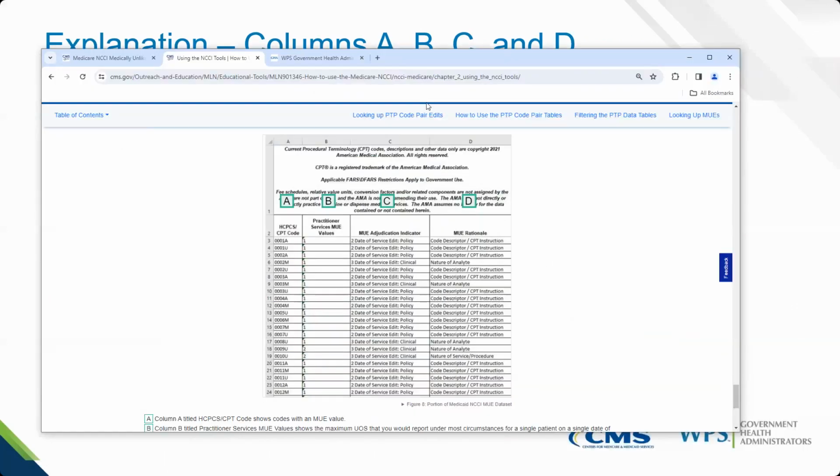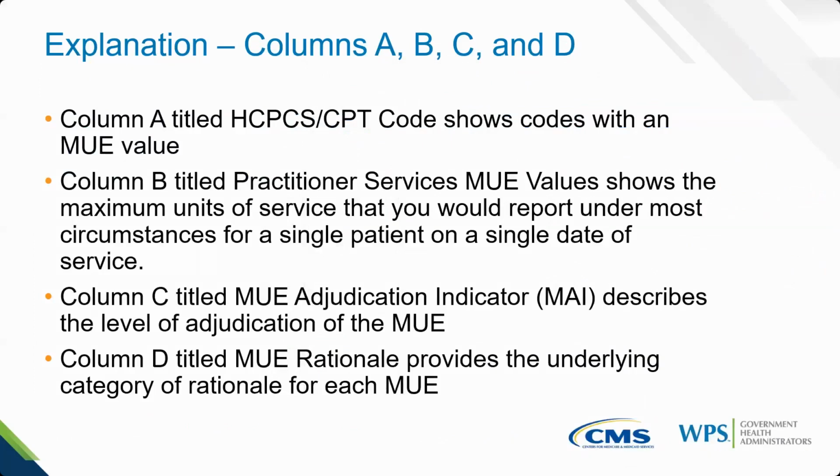If you actually scroll to the bottom of the MUE webpage and you choose those practitioner MUEs, this is what you're going to see. So here then, in your presentation materials, are explanations for column A, B, C, and D. Column A is titled HCPCS CPT code, and this shows those codes with a published medically unlikely edit value. Not all of them are published, or there are not MUEs published for all HCPCS or CPT codes. Some of them are confidential.